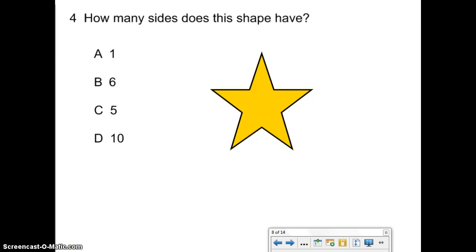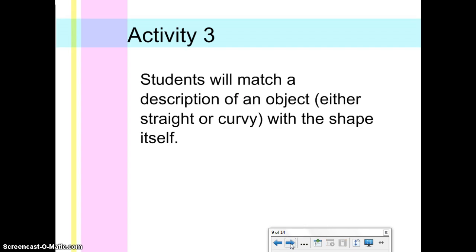So this activity just talks about the size of a shape and really pounds in the concept of the sides of a shape through multiple choice questions. Our third activity is describing properties of shapes in a different way. So we've already addressed the sides of a shape, but in this activity it's going to be curvy versus straight, and it satisfies the standard in a different way, describing shapes in terms of roundness. So in this activity, students will match a description of an object, either straight or curvy, with the shape itself.